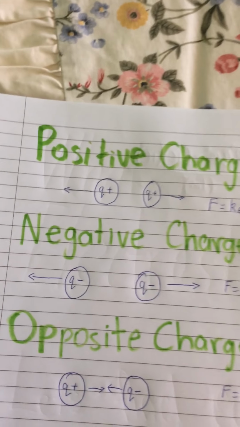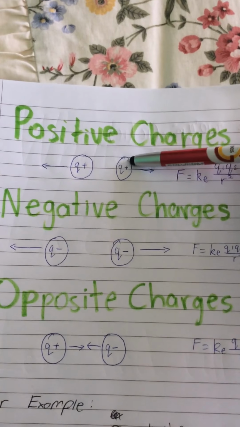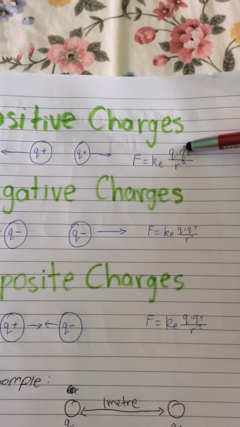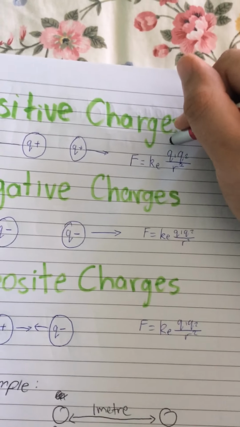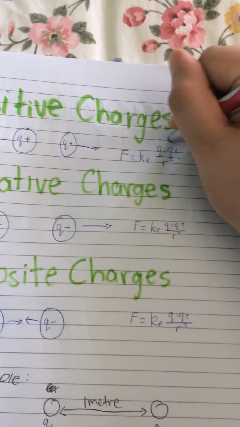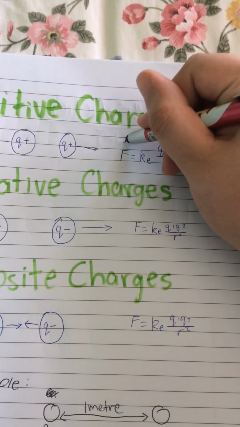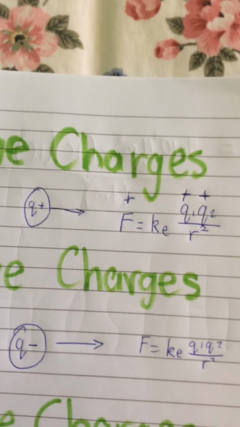We all know that if two positive charges come together, they will repel. This is because we have to multiply the two particles. And we know that since they're positive, a positive times a positive will end up giving a positive charge. Therefore, they will repel.